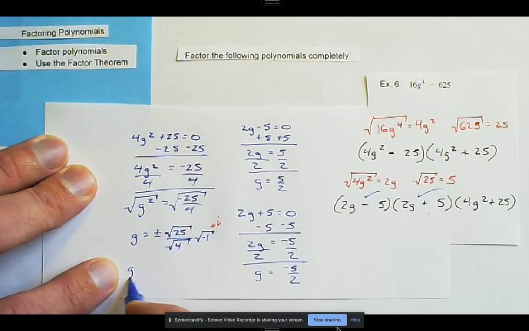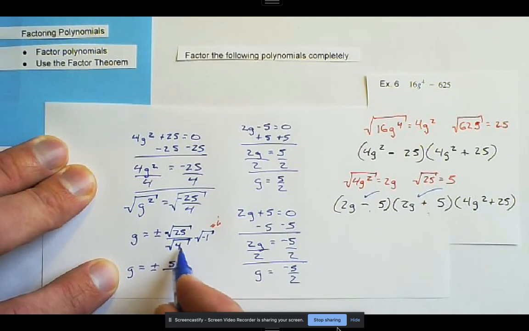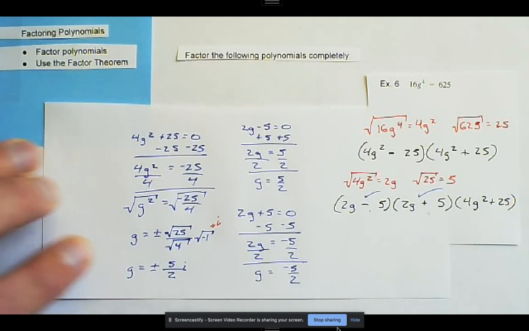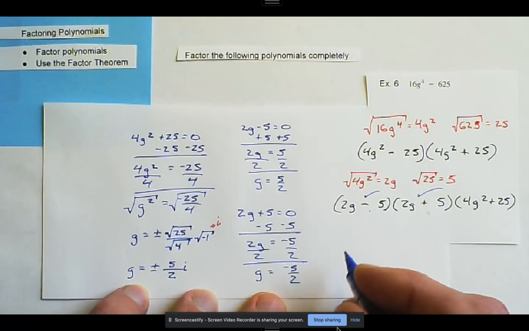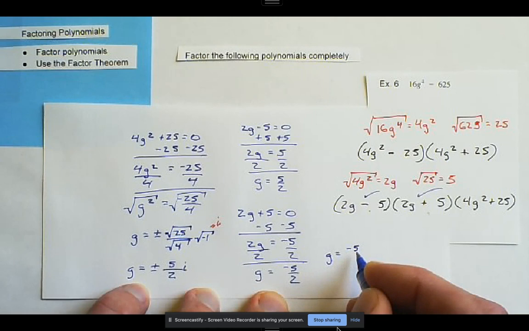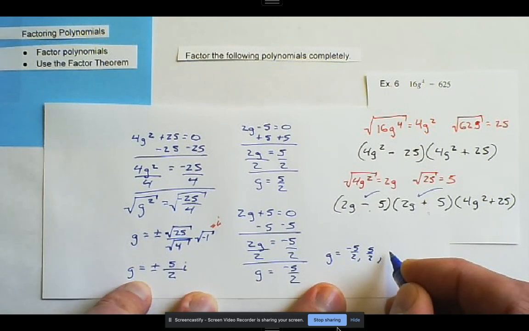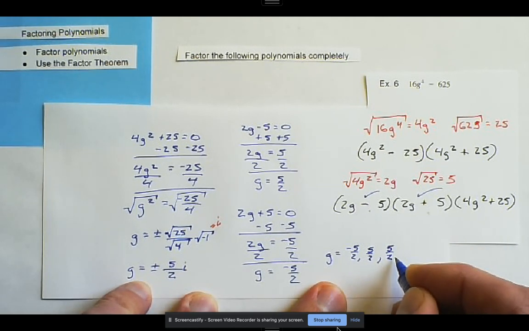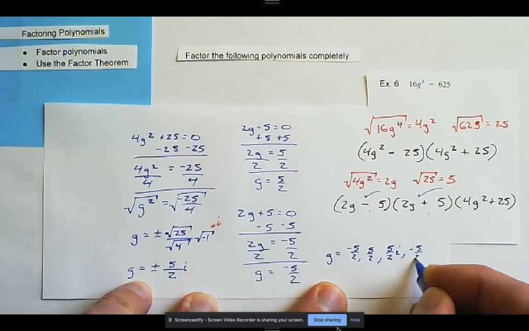So our answer is g equals plus or minus the square root of 25, which is 5, the square root of 4, which is 2, and then we have our i. So our answer is g equals negative 5 over 2, 5 over 2, positive 5 over 2 i, and negative 5 over 2 i.